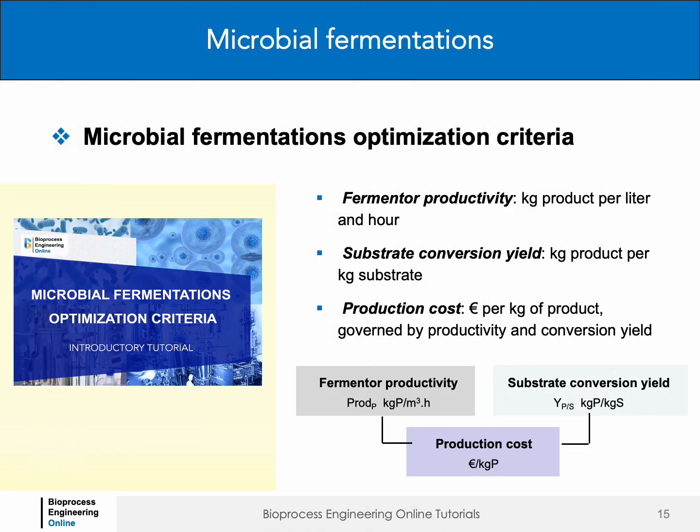The tutorial Microbial Fermentation Optimization Criteria presents the three key metrics used to evaluate and optimize fermentation processes. First, productivity, which measures the amount of product generated per unit volume and time. Second, the substrate-to-product conversion yield, which reflects how efficiently the substrate is converted into the desired product. Finally, production cost per kilogram of product, which depends largely on both productivity and conversion yield.